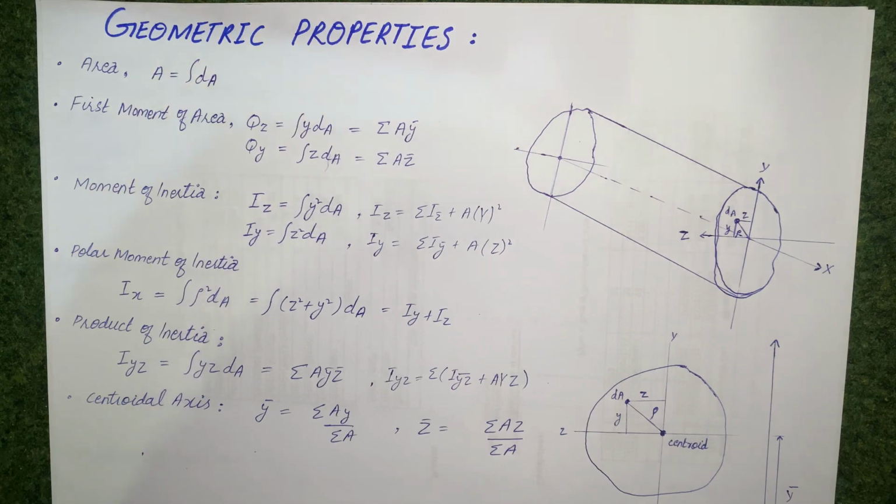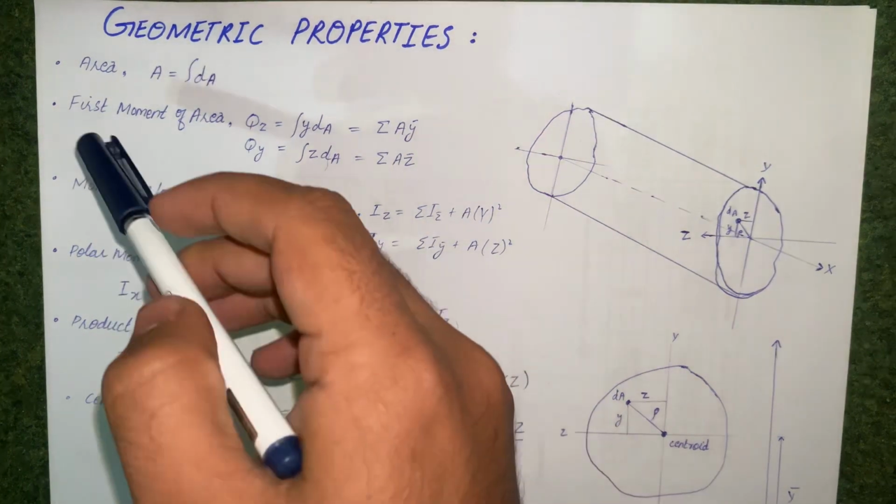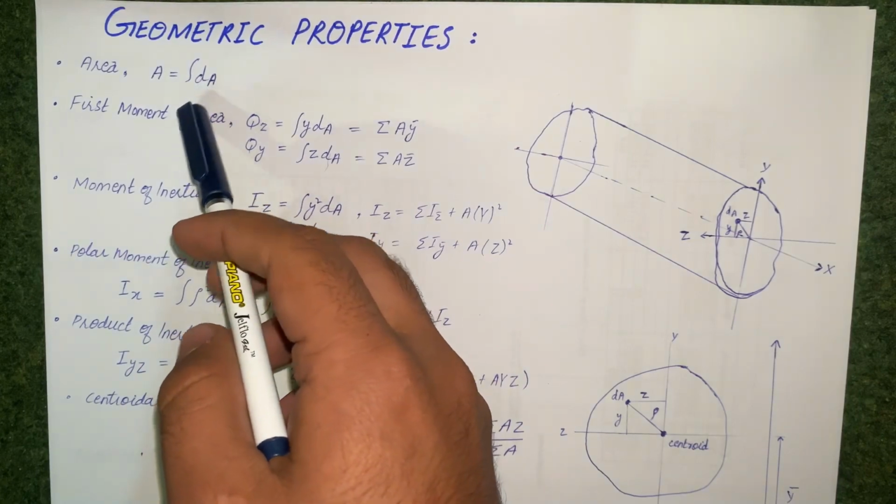For regular shapes we have formulas for areas, but if we have an irregular shape body or a composite shape body, how would we calculate the area of this? We have a formula for that: A is equal to the integral of dA.